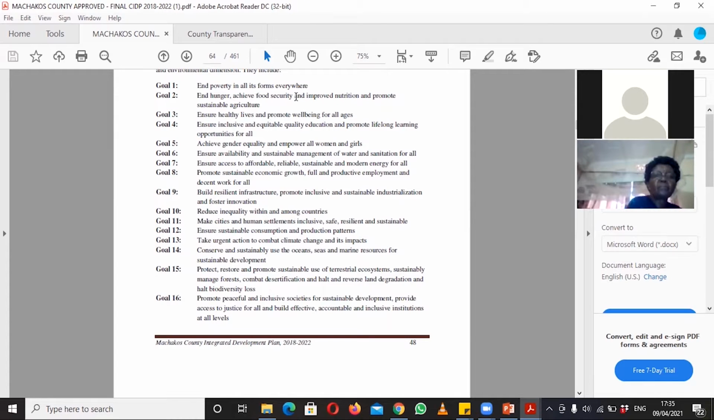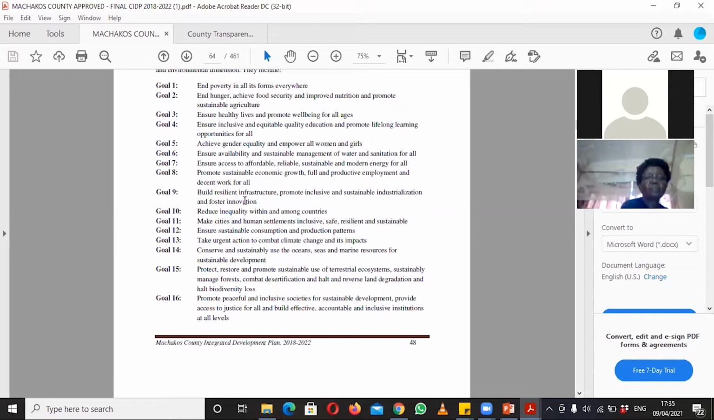Goal 2, end hunger, achieve food security and improve nutrition, and promote sustainable agriculture. Goal 3, ensure healthy lives and promote well-being for all ages. Goal 4, ensure inclusive and equitable quality education and promote lifelong learning opportunities for all. Goal 5, achieve gender equality and empower all women and girls. Goal 6, ensure availability and sustainable management of water and sanitation for all. Goal 7, ensure access to affordable, reliable, sustainable, and modern energy for all. Goal 8, promote sustainable economic growth, full and productive employment, and decent work for all.